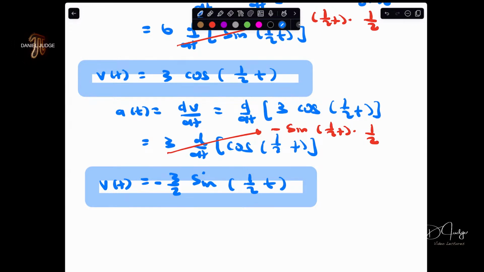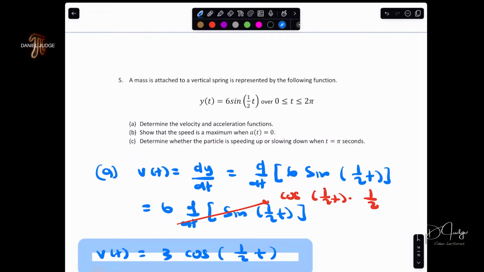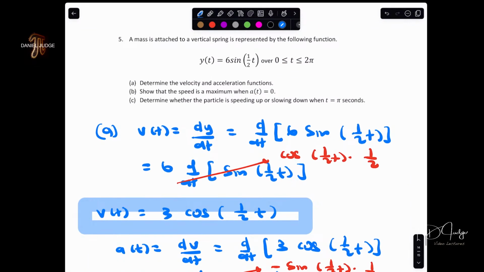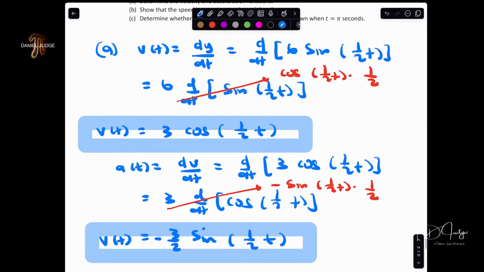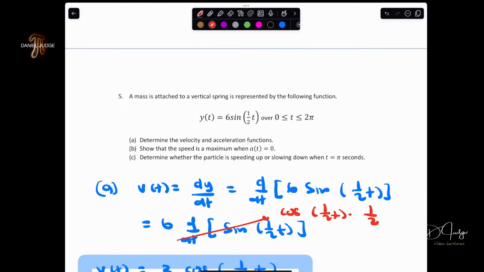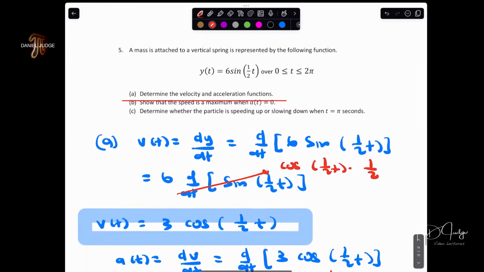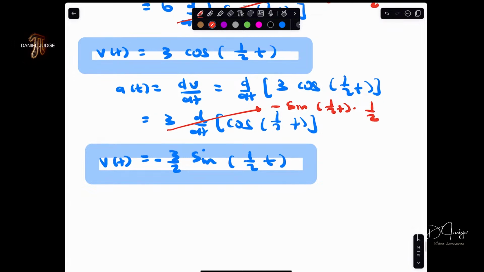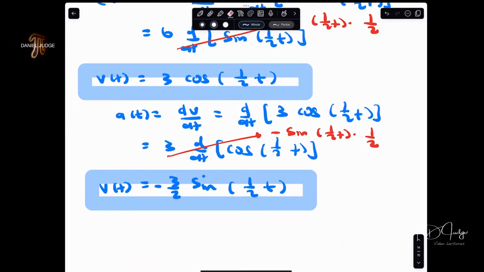All right. That's what they want. Now, what else do they want? Show the speed. Well, speed is a maximum when acceleration is 0. Determine whether the particle is speeding up or slowing down. I'm going to change question B. I'm going to clean that up for you guys. The speed is a maximum when acceleration is 0. So get the acceleration function, and set it equal to 0.